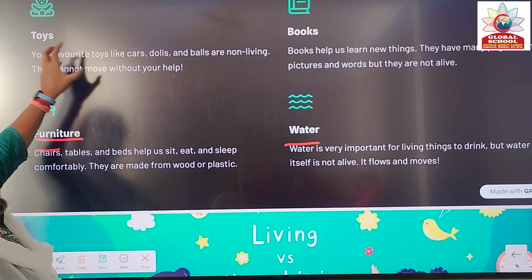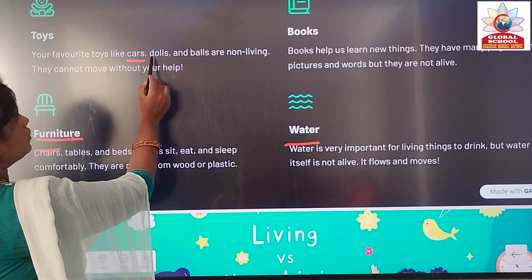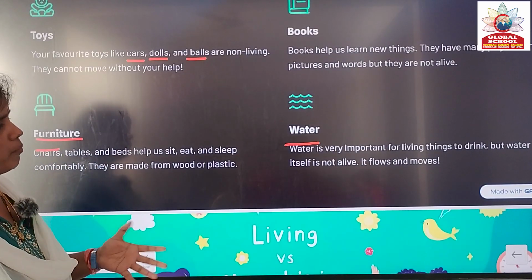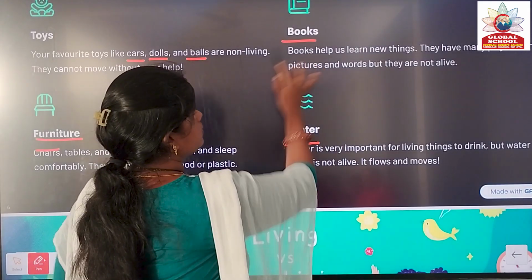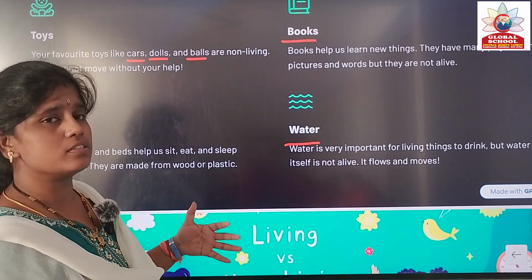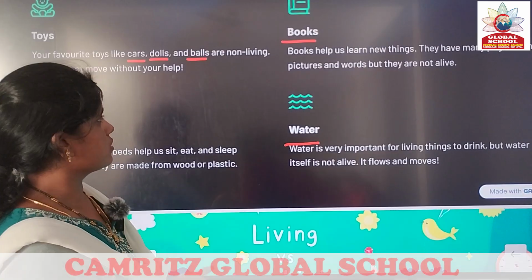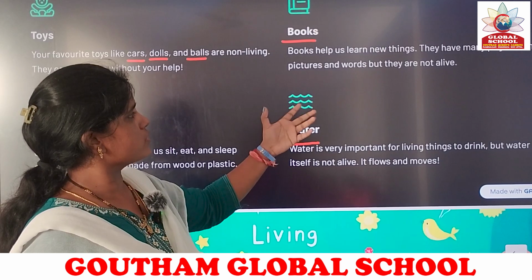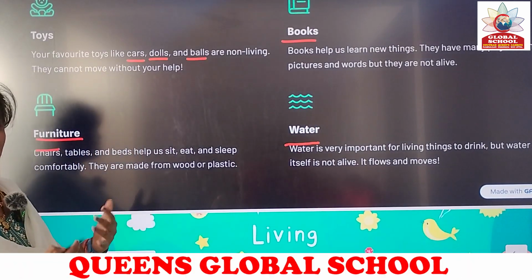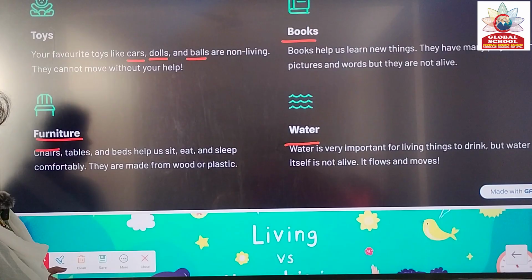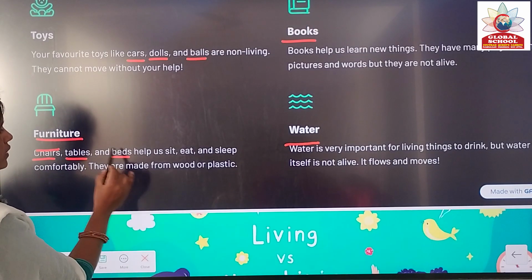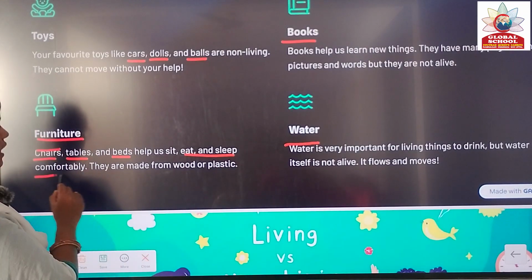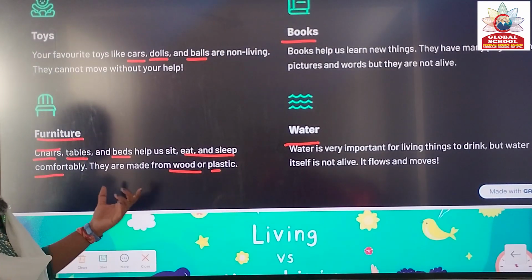Toys like cars, dolls and balls are non-living things. They cannot move by themselves. Books are also non-living things which help us to learn. In books you can see many pages and pictures, but they are not alive. Furniture, like chairs, tables and beds, helps us to sit, eat and sleep comfortably. They are made from wood or plastic. These are non-living things.